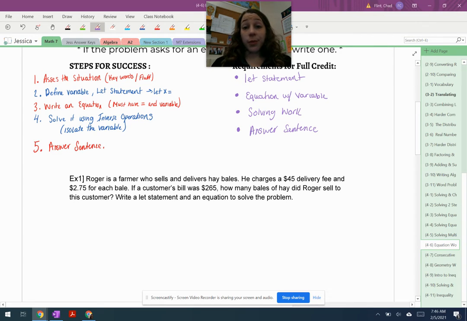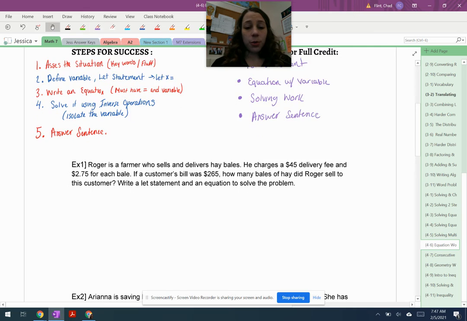At our first example for these word problems here. So again, just go with your steps for success. The first one is always to assess the situation. What's the question asking? What's it giving me? Read it a couple times. Make sense of what's going on before just jumping into it.